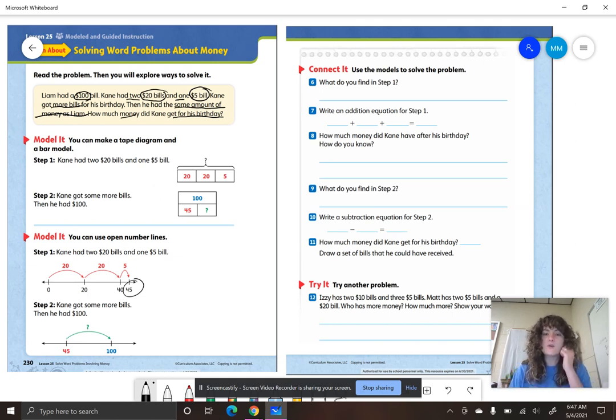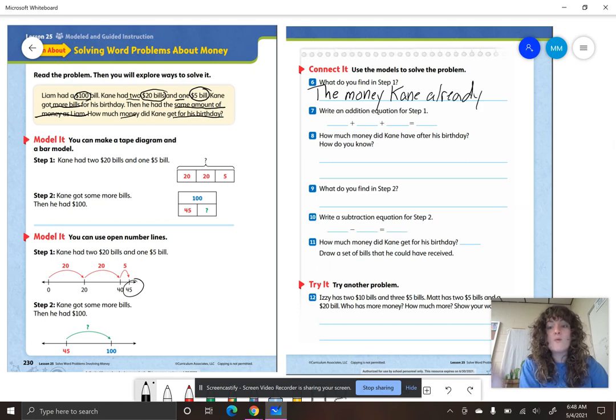Number 6 says, what do you find in step 1? What did we find in step 1, Smarties? It said Kane had two $20 bills and one $5 bill. What did we find in step 1? The part that Kane already had. So we're going to say the money Kane already had. So we needed to find what was the part we already knew.